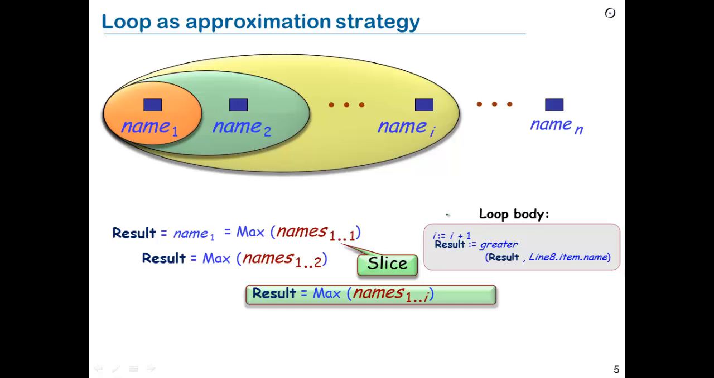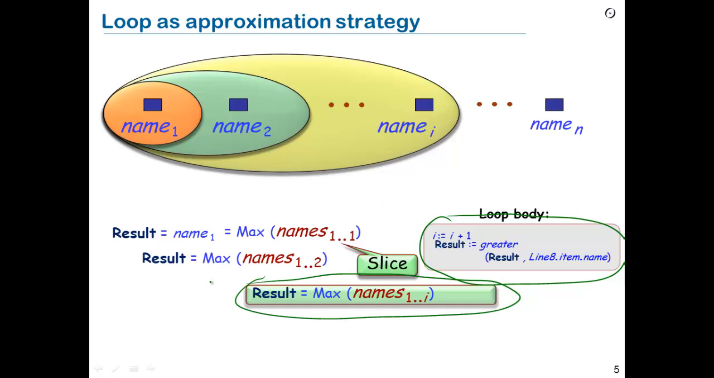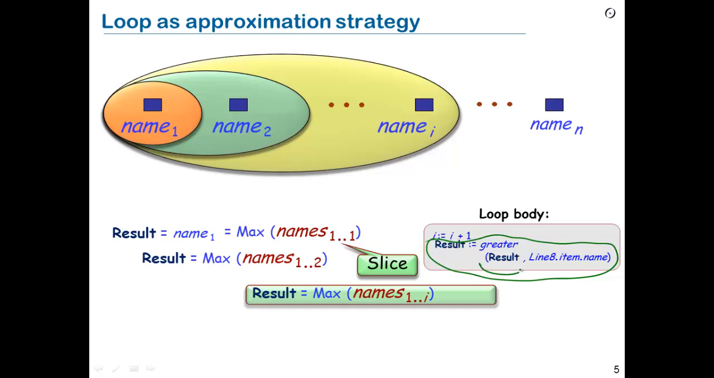That is to say, if we execute that loop body which increases I by 1, the invariant is not going to be satisfied anymore, or is not necessarily going to be satisfied anymore, because name sub I plus 1, which is the new name sub I, might be greater than the previous result. So in order to restore the invariant, we have to update result to be the greater of the result computed so far, which is the max of the previous slice, and the name of the current station, which is line 8.item.name, and which on the figure is also name sub I. So this is how we work.